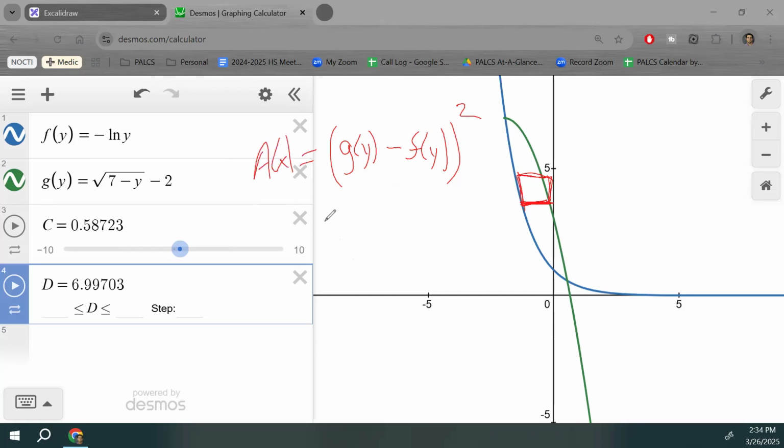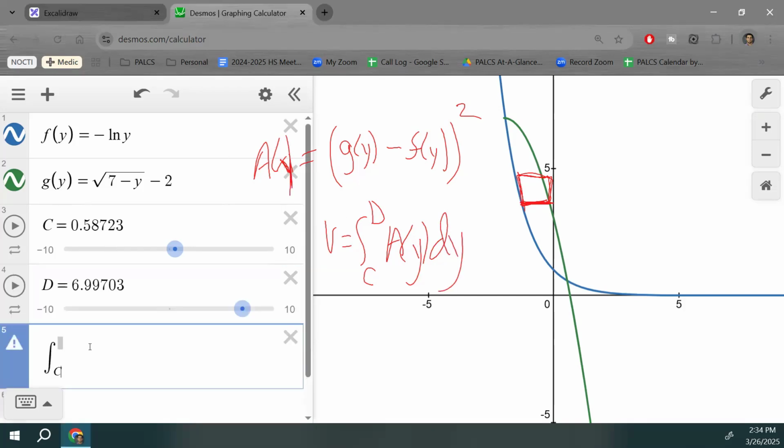Now the volume is going to be the integral from c to d of a of y dy. Make sure you use your variables correctly. Integral from c to d of g of y minus f of y, quantity squared, dy. Make sure everything is in terms of y there.